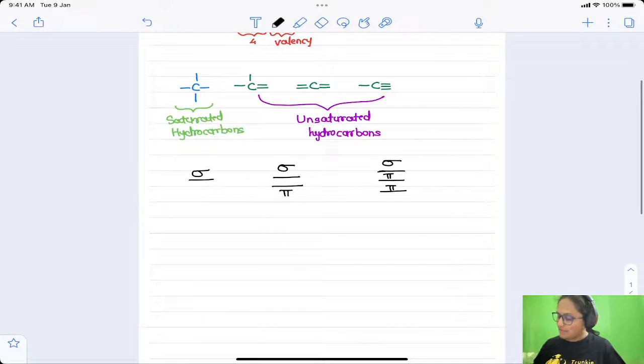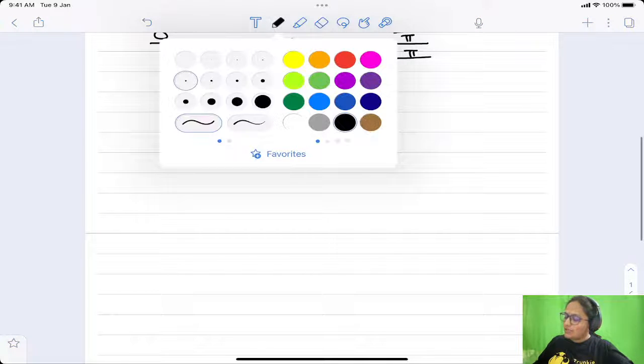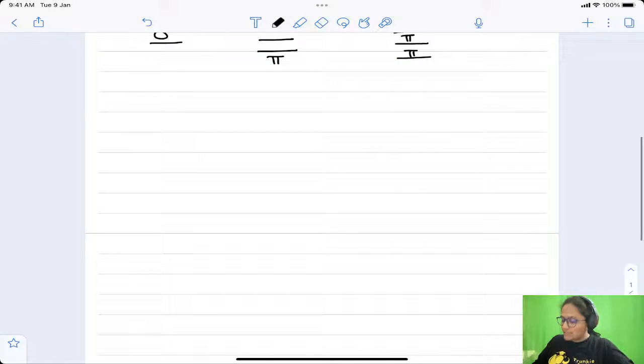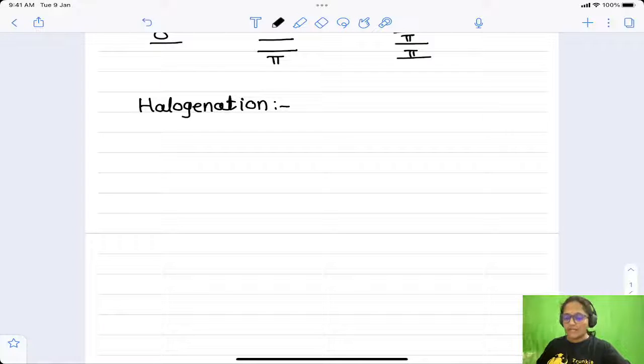Halogenation reaction. Now halogenation means what? First of all, let us see the meaning of this word halogenation. Here we are incorporating a halogen atom in the structure, therefore this is called the halogenation reaction.